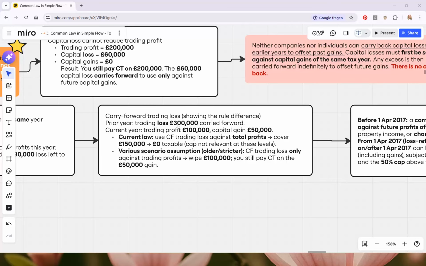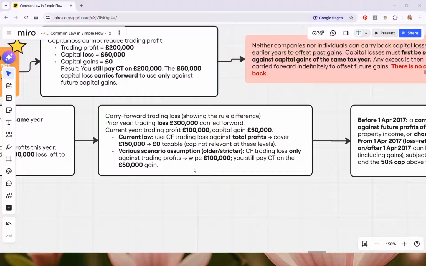Prior year trading loss is 300K carried forward. Current year trading profit 100K, capital gain 50K. Use the carried forward trading loss against total profits. It covers the 100K and the capital gain, and it would be zero taxable. The cap is not relevant at these levels.